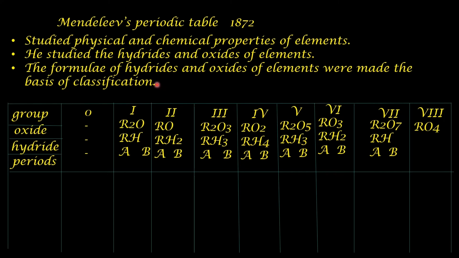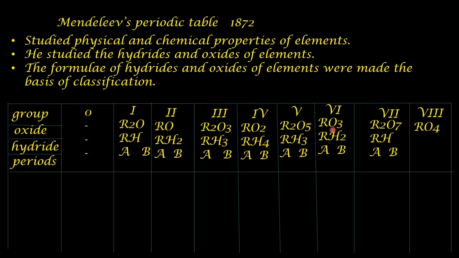Similar elements were placed in the same vertical rows called groups. There were 9 groups numbered from 0 to 8. First group elements formed oxides of the formula R2O. Second group RO. Third group R2O3. And fourth group RO2. Fifth group R2O5. Sixth group RO3. Seventh group R2O7. And eighth group RO4. The zero group elements, being non-reactive, did not form oxides.